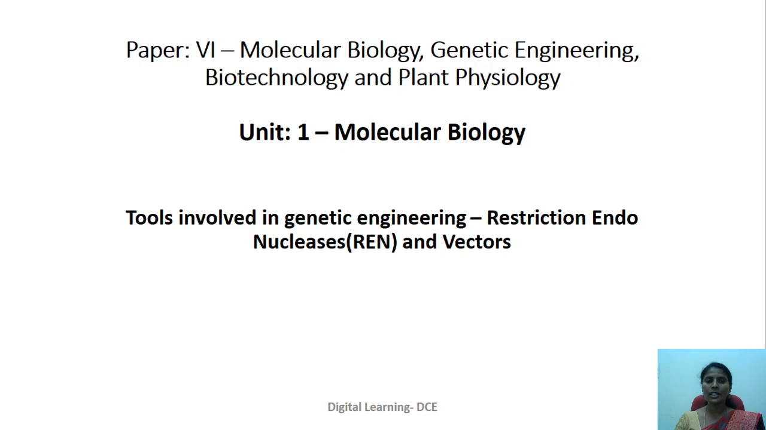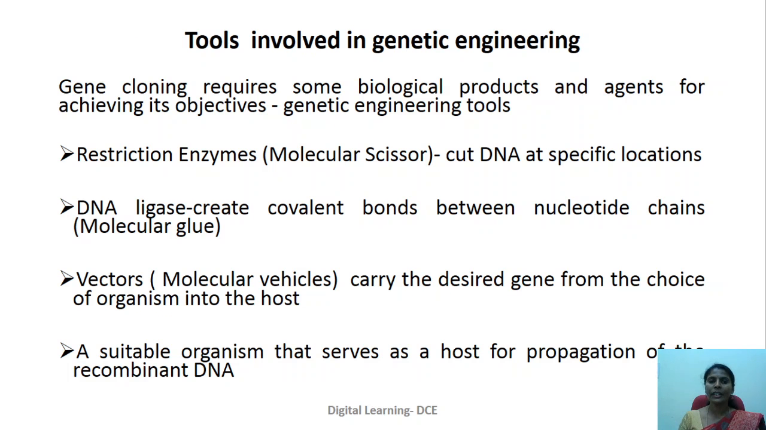Myself Dr. Manjula. In this session, let us study about tools involved in genetic engineering with special emphasis on restriction endonucleases and vectors. Gene cloning uses some biological products and agents for achieving its objectives. These are generally called as genetic engineering tools. Genetic engineering uses four important tools which are as follows.